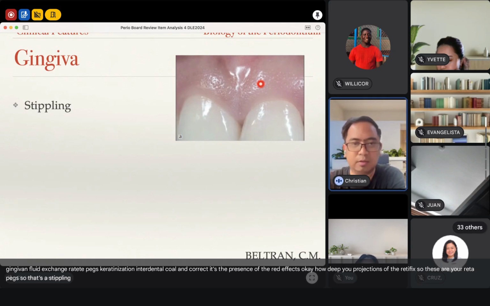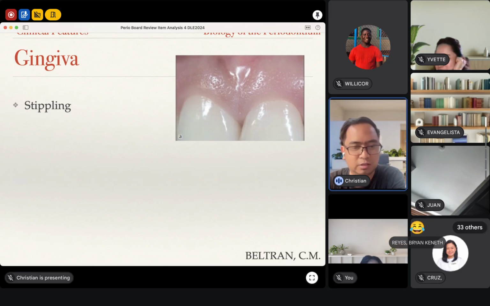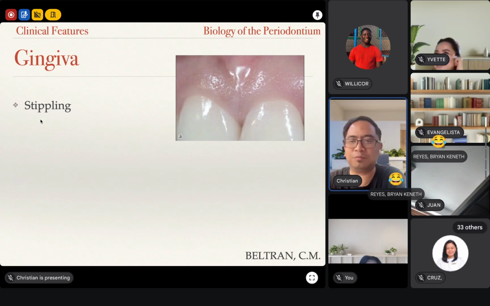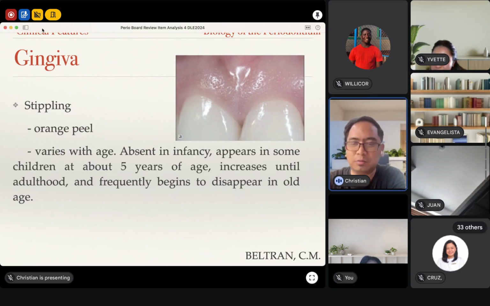Yan yung nire-recreate ninyo sa CD ninyo, di ba? Pagandahan ng festooning. Kahit pangit yung tooth setup, basta maganda yung festooning, di ba? Daanin natin sa festooning. Okay? Galit na galit yung gums ng patient ninyo. Okay? So the retipegs are this one.